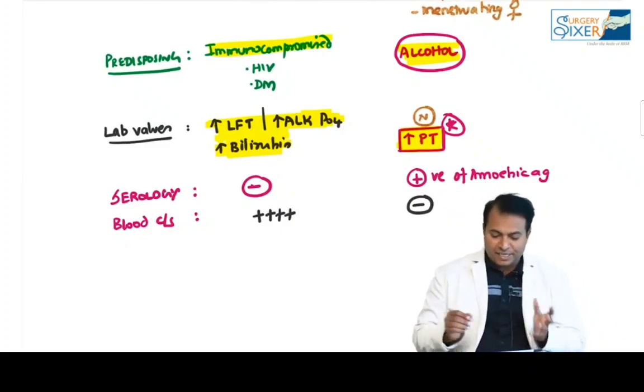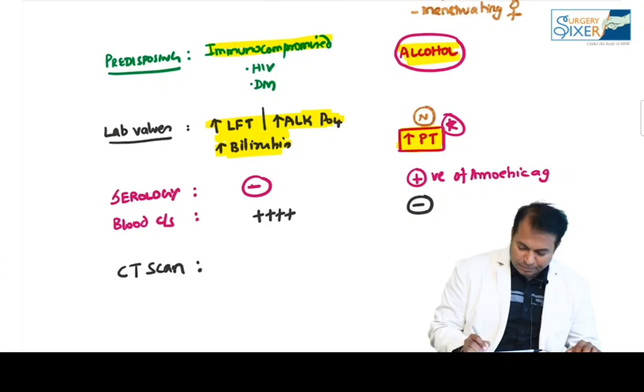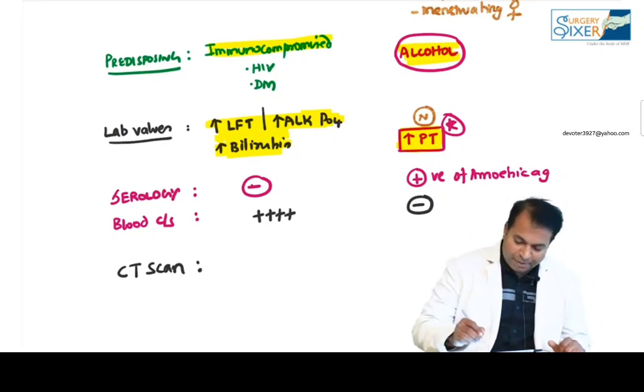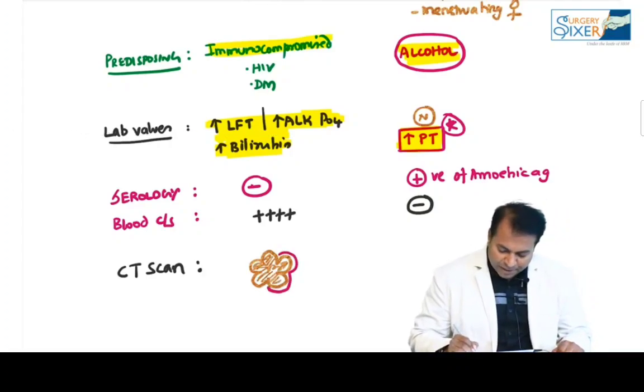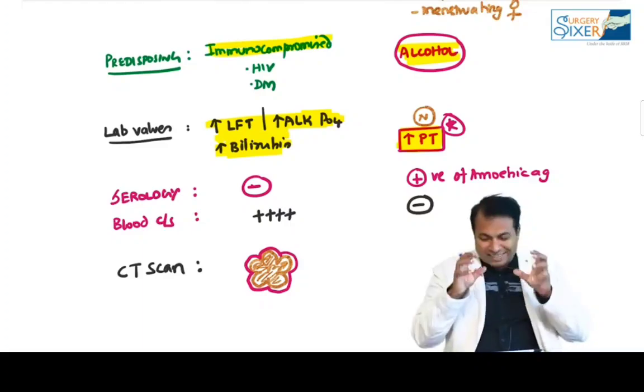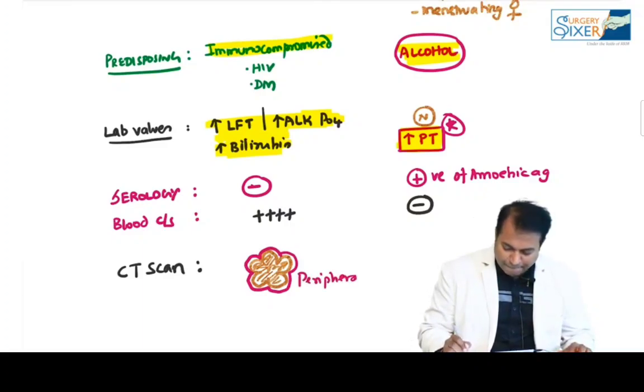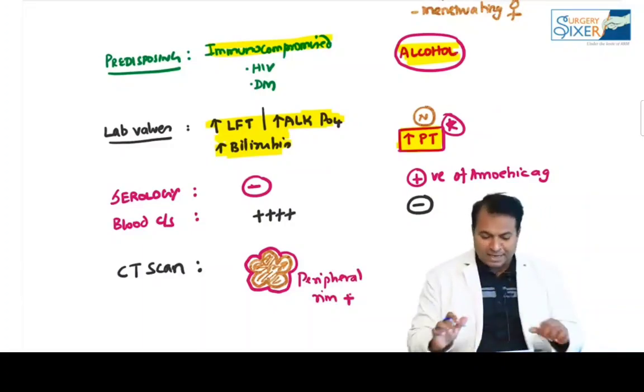Then how to differentiate these two? We have to take a CT scan. One of the best methods to differentiate between pyogenic and amoebic abscess: pyogenic abscess will have clustered abscesses like this in the liver with peripheral rim enhancement. It will not have a well-defined border. It will have a clustered abscess with peripheral rim enhancement seen on CT scan.